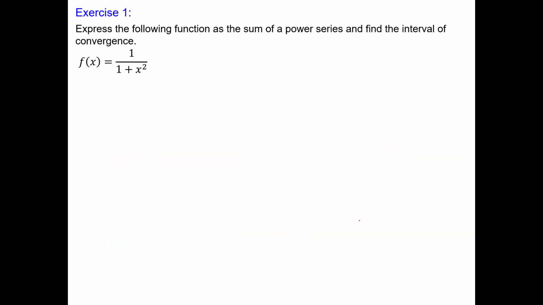Okay, let's start. Exercise number 1. Express the following function as a sum of a power series and find the interval of convergence. We can see it is a perfect rational function. That means we may use this geometric tool: 1 over 1 minus quantity x is represented by the power series, the sum of x to the power of n, and the absolute value of x is less than 1. Okay, that's our tool.